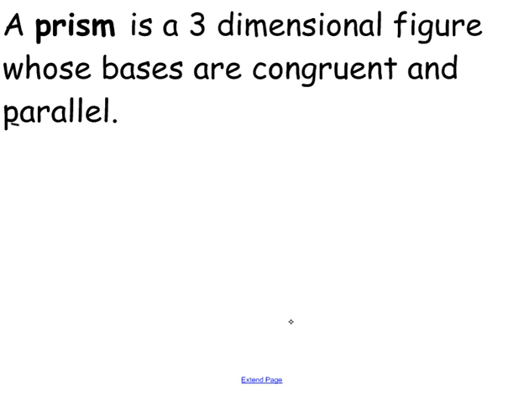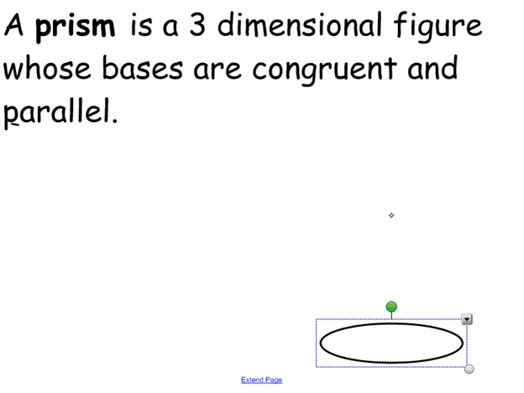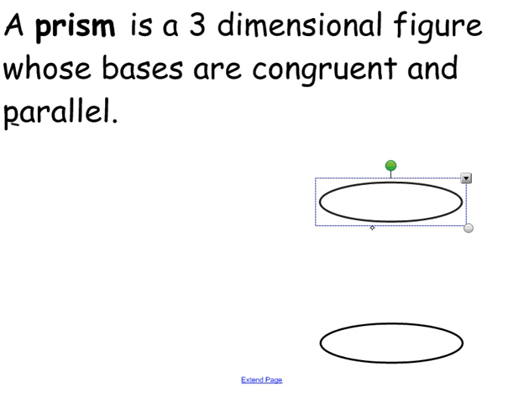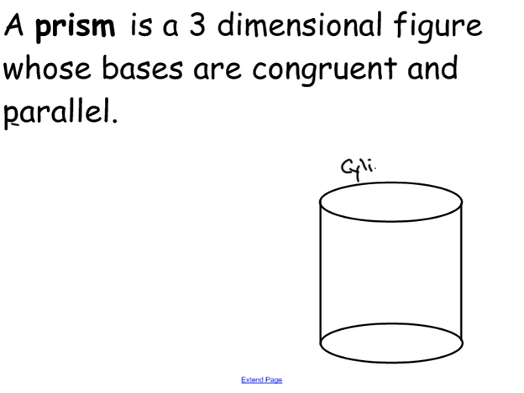So let me go ahead and just show you a prism, and I'll show you a cylinder. So here is the base of a cylinder. Here's the other base. So the bases are congruent and they are parallel, and then I could just connect them and I get my cylinder there. So a cylinder is a type of prism. So a prism is just a three-dimensional figure whose bases are congruent and parallel. So the bases are congruent, same circle, and they're parallel to each other.